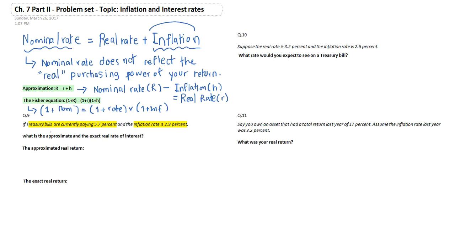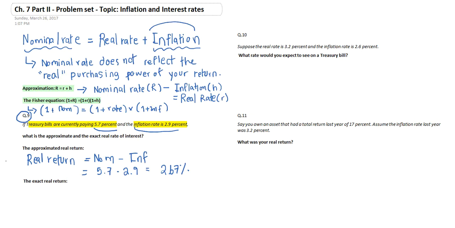Okay, so let's look at example question 9 together. It says that the treasury bill currently pays 5.7%. This already includes inflation because this is the quoted rate. Inflation now is 2.9%. What will be the approximate and exact real rate of return? To estimate the approximate real return, you just subtract inflation from the nominal rate: 5.7 minus 2.9, which equals 2.8%. That's the approximate real rate.